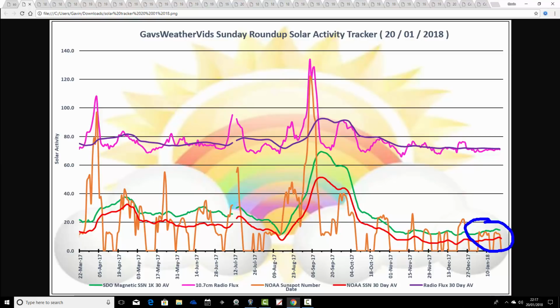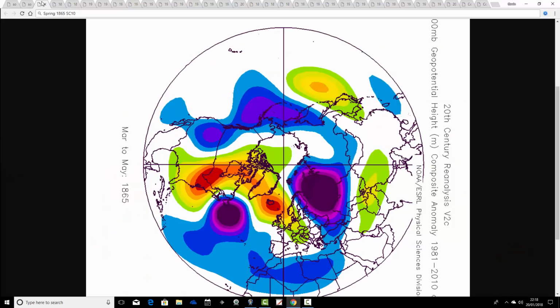But anyway, that does prove that we are at a very low, minimal level of solar activity right now. We're trading days where some days have got some sunspots, other days have got no sunspots, and we're flatlining with our trend lines, which are the thick green and thick red lines. So let's have a look at these analogues.